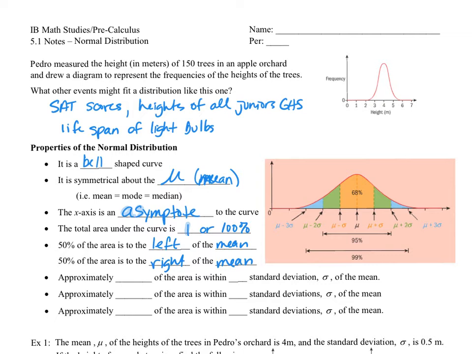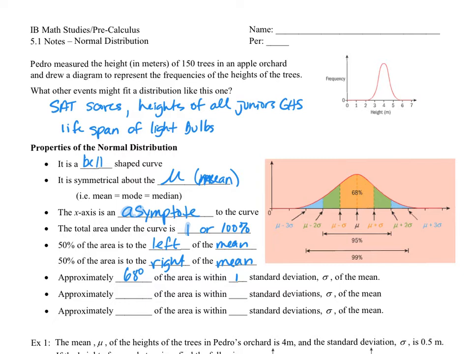Approximately, and this might be new to you, approximately 68% of the area is within 1 standard deviation of the mean. So if you take a look at the graph, here's our mean. Remember we use a lowercase sigma to represent standard deviation. So if you look at the area of the graph from 1 standard deviation below the mean to 1 standard deviation above the mean, that's going to be 68% of the data.